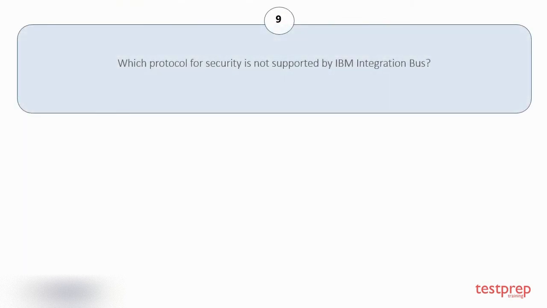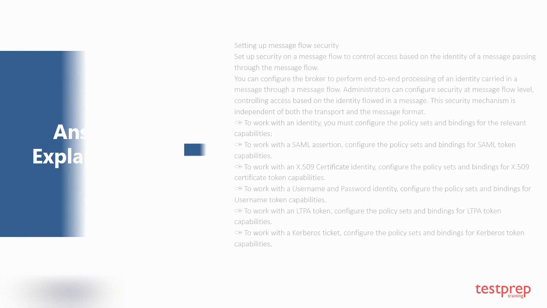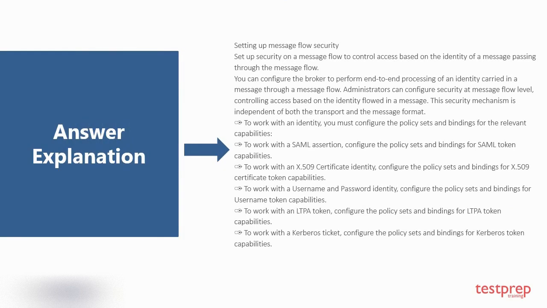Number 9, which protocol for security is not supported by IBM Integration Bus? Your options are A. OAuth 2.0, B. SAML assertion, C. X.509 certificate, D. User ID plus password. The correct answer is option A. You can refer the following for the explanation of the answer.